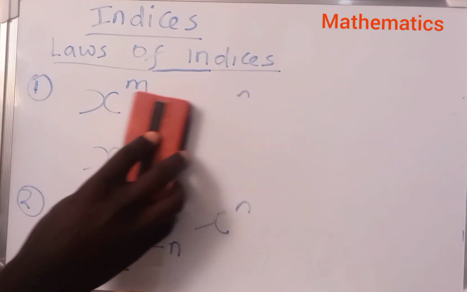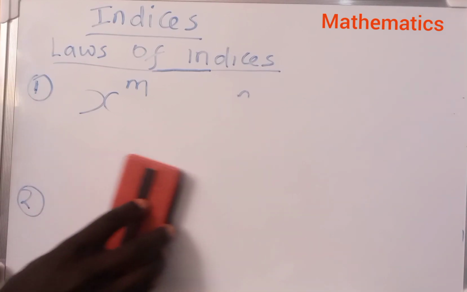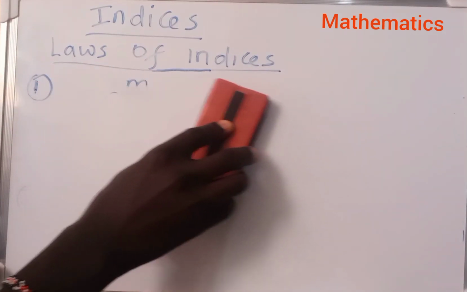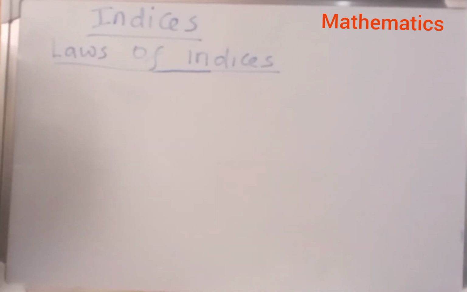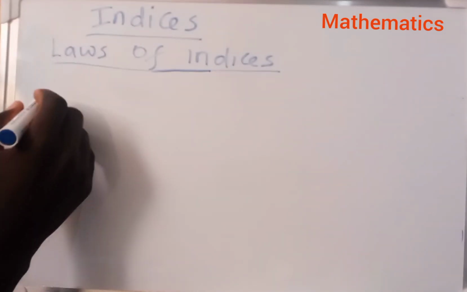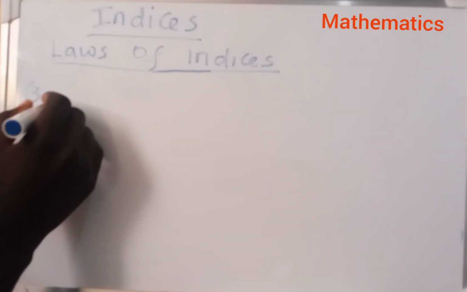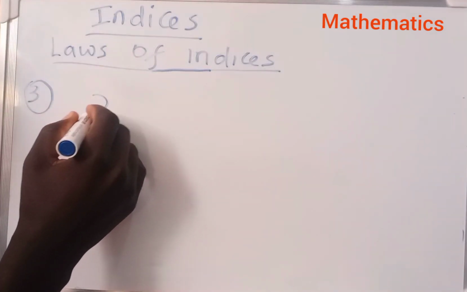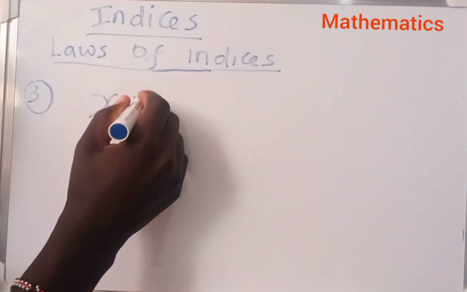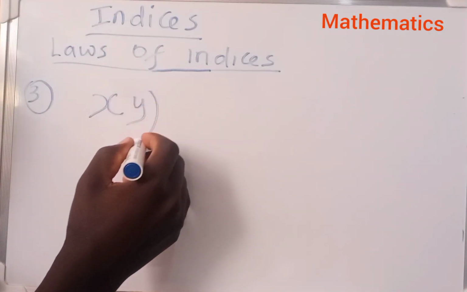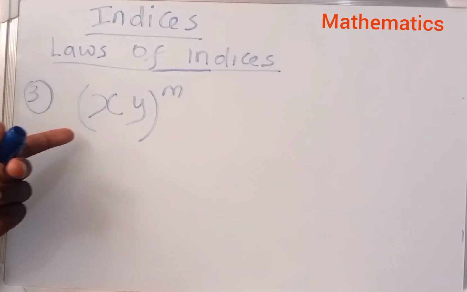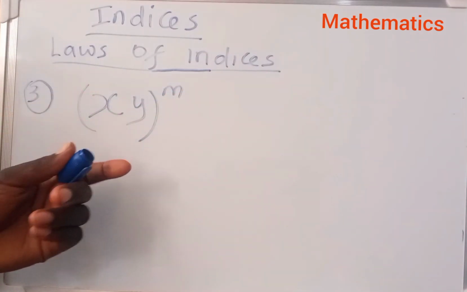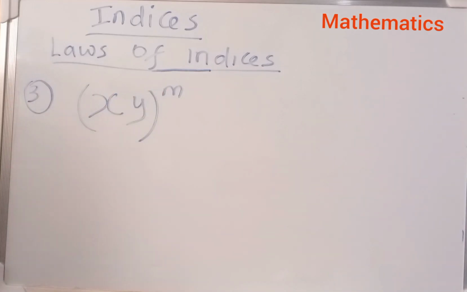We also have others. Let us proceed to look at other laws of indices. That is the third law of indices. The third law of indices is xy, close the bracket, raised to m. That is the third law.